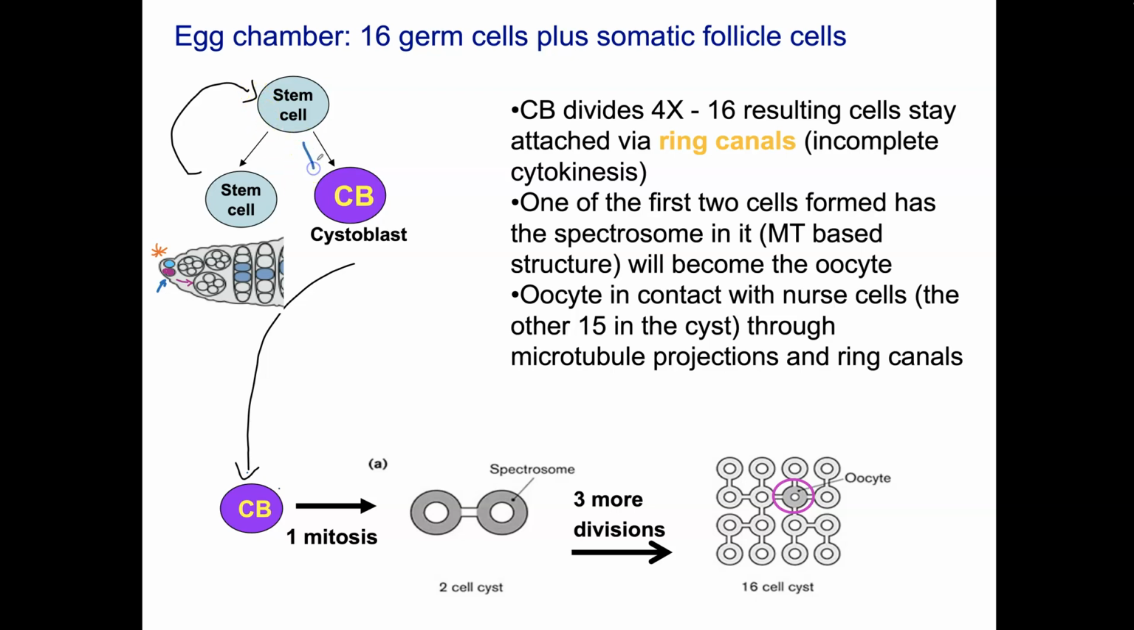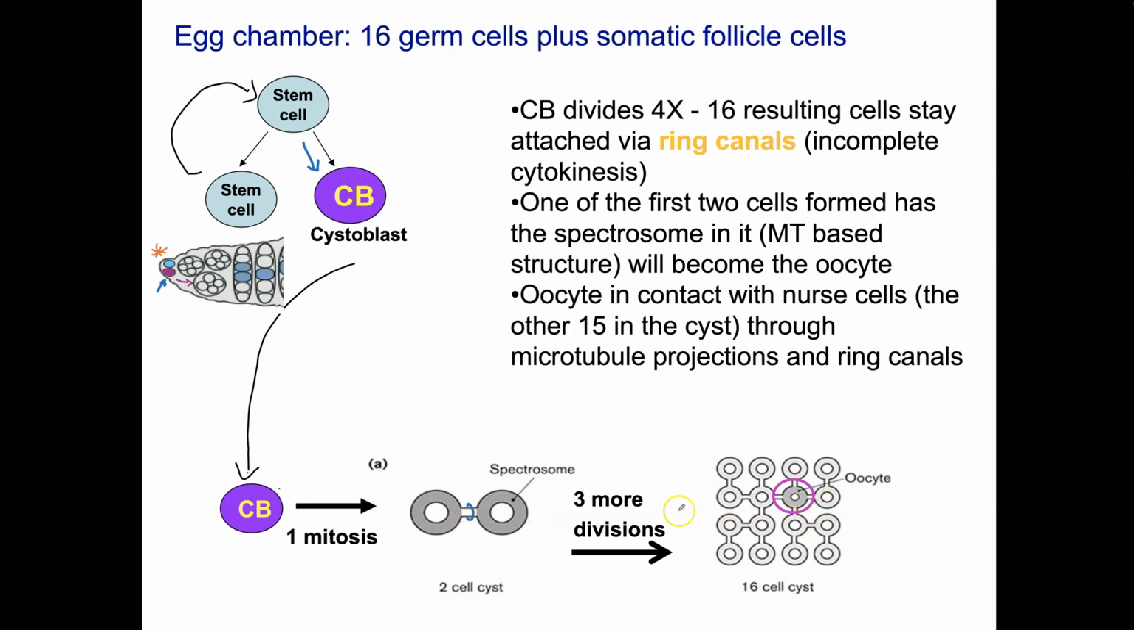But one of the cells is different. It contains something different, and that sets it on its own path, which is to become a cystoblast. The cystoblast goes through mitosis. The cells divide, but they don't completely divide. There's a little chamber called a ring canal, a channel between those two cells. So they almost completely divide, but there's a little tube left that connects them to each other.